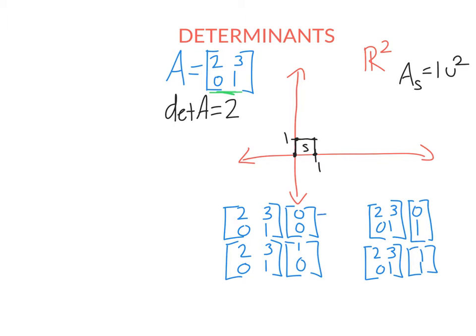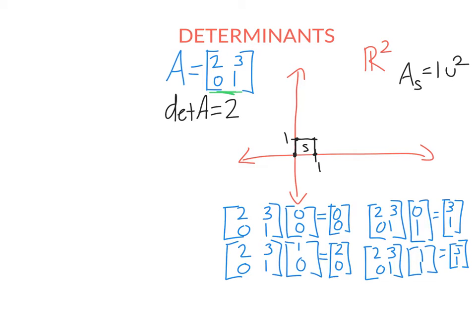If I multiply A by (0,0), I just get the zero vector again, unsurprising. If I multiply it by (1,0), I end up getting the vector (2,0). Again, this is just normal matrix-vector multiplication. This one goes to the vector (3,1), and the last one goes to (5,1).